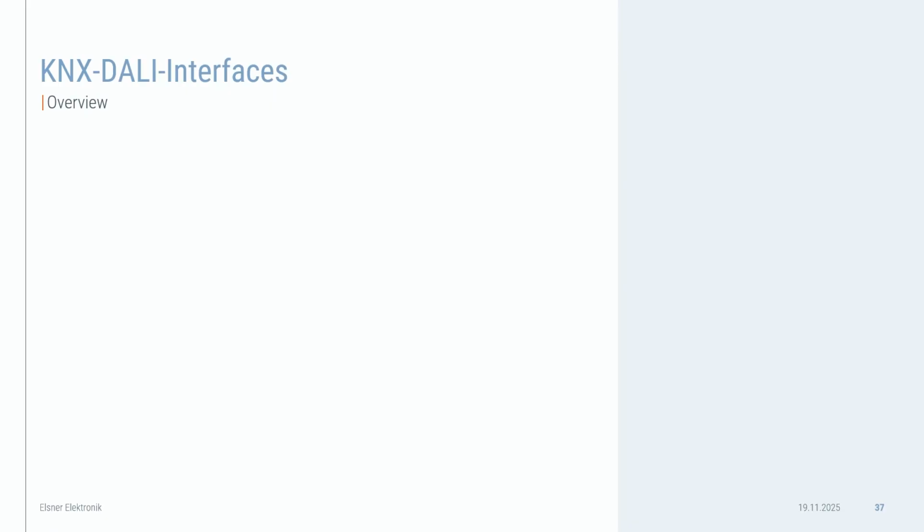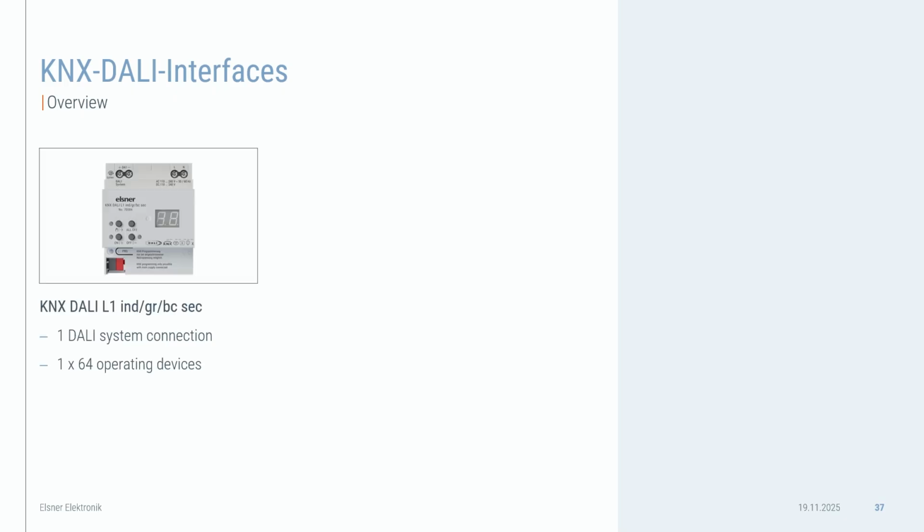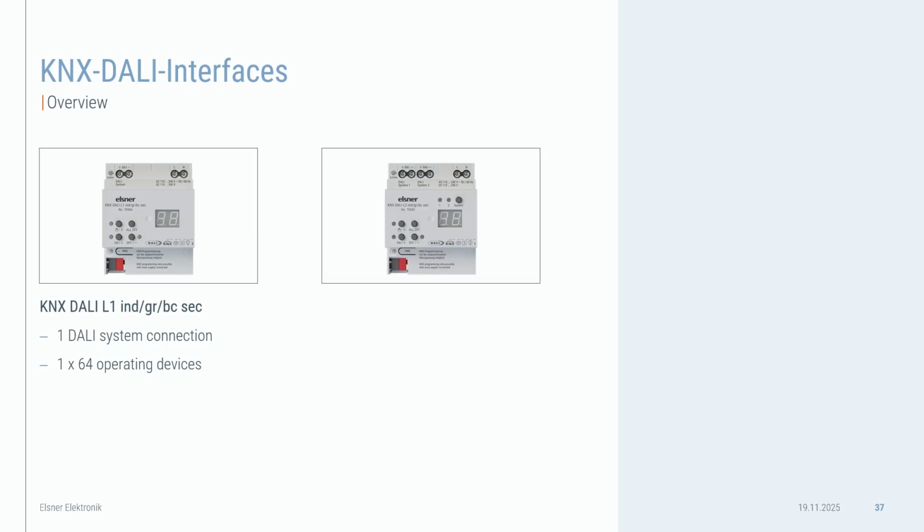In the next topic, I want to give you an overview of our Elsner products. Here you can see our two DALI devices. We have the DALI L1 with one output for 64 DALI operation devices, and the DALI L2 with two DALI output channels, each with 64 DALI operation devices. I will give you more details on the next page.